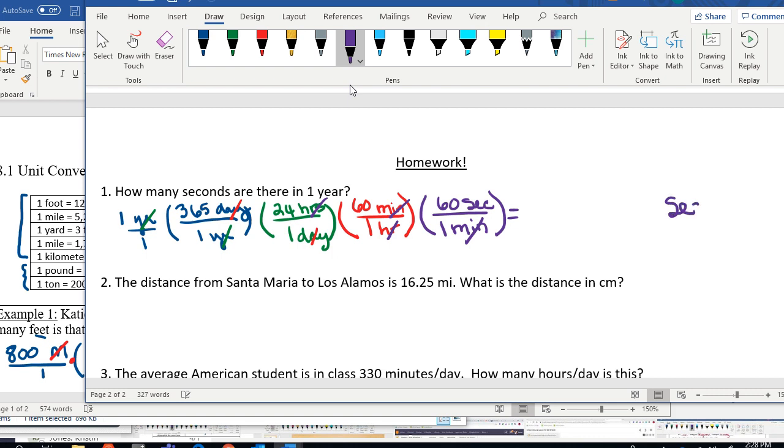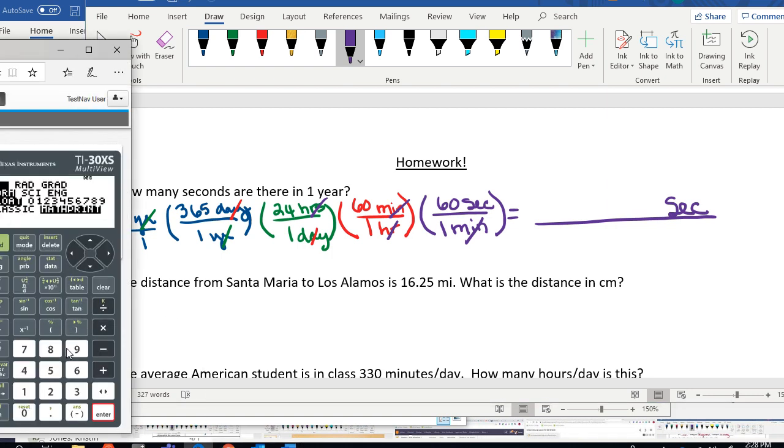So this is a whole bunch of seconds. So I'm going to go grab my calculator. I'm in degree, so we're good, clear. You know what? I don't need to do a fraction here because I don't need n over d, because everything on the bottom of those fractions is 1. So I'm going to take 365 times 24 times 60 times 60. Enter. There we go.